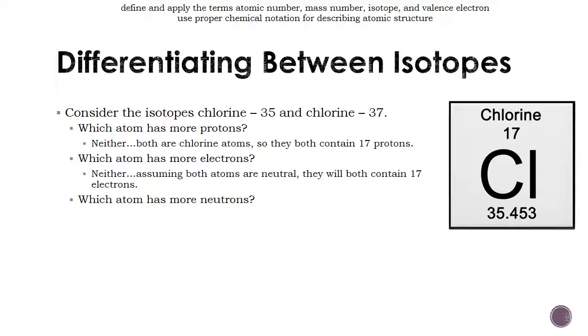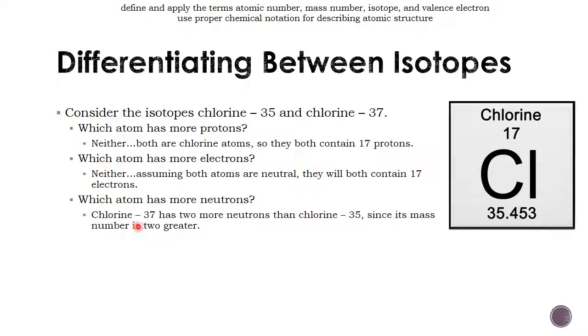Lastly, which atom has more neutrons? Here you might be thinking, well, they're the same, they're both chlorine. But remember, we have different isotopes here. One chlorine 35, the other chlorine 37. So chlorine 37 has 2 more neutrons than chlorine 35. I know that because its mass number, 37, is 2 more than the chlorine 35 mass number.